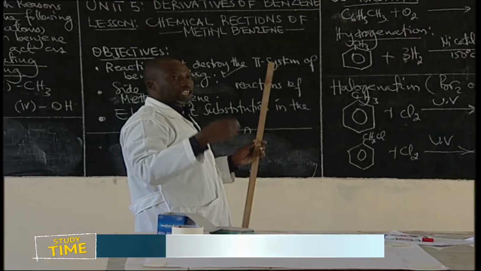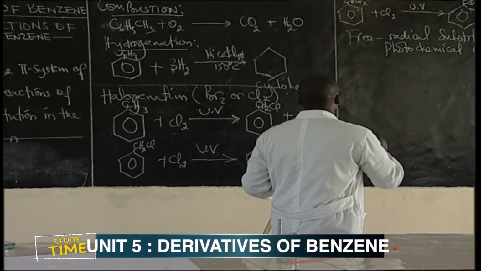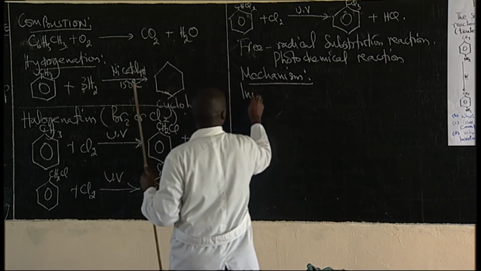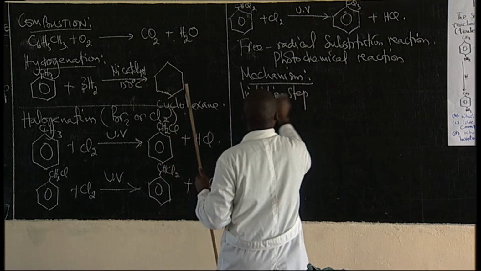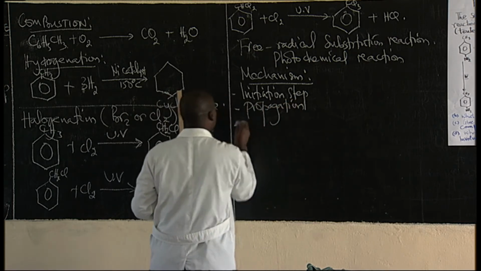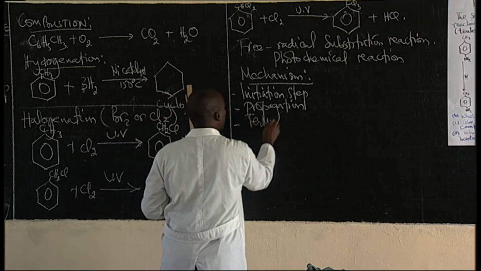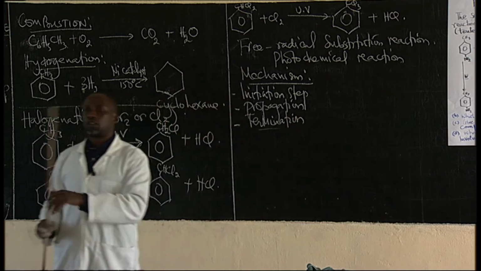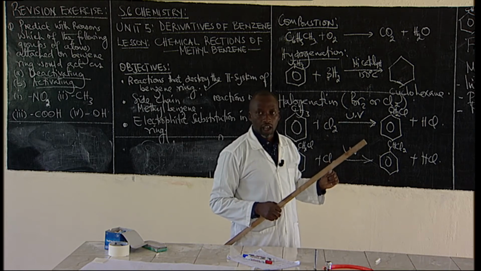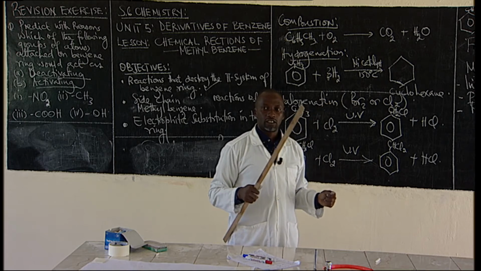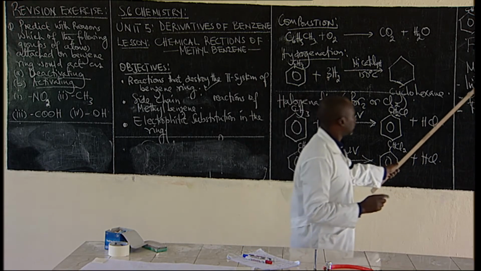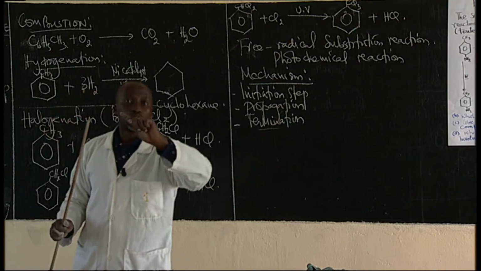So among the side chain reactions, the mechanism, if you remember, involves the initiation step, propagation, and then termination. So these three steps, if you remember, go back to the alkanes and see how this reaction takes place. It is the same reaction, and if you follow the same steps, initiation, propagation, and termination, you will be able to do the mechanism.